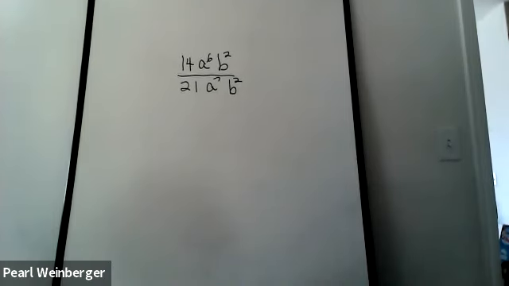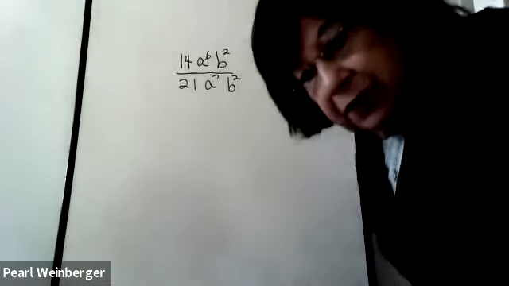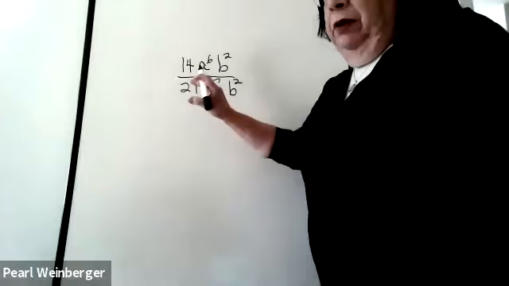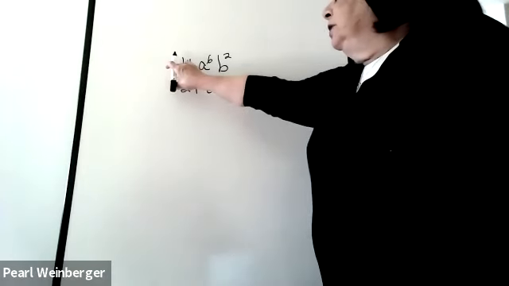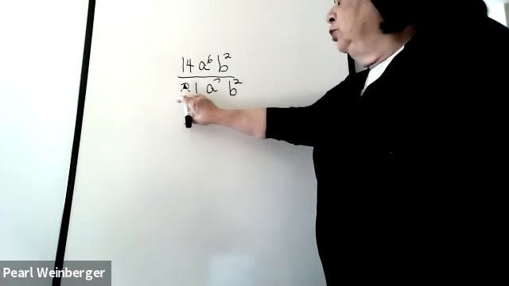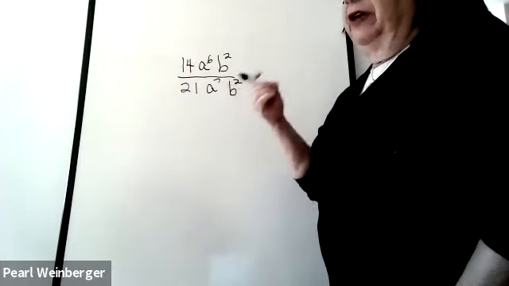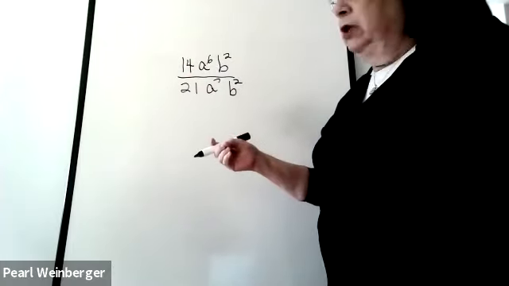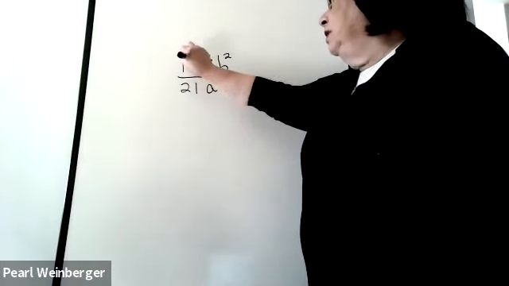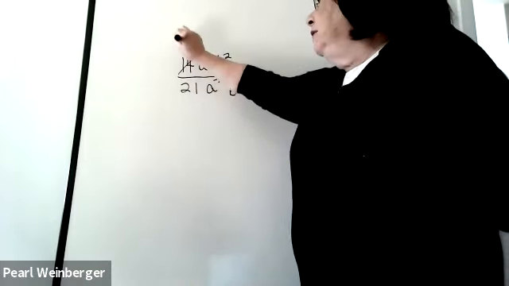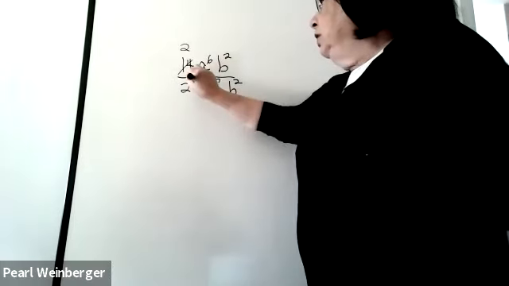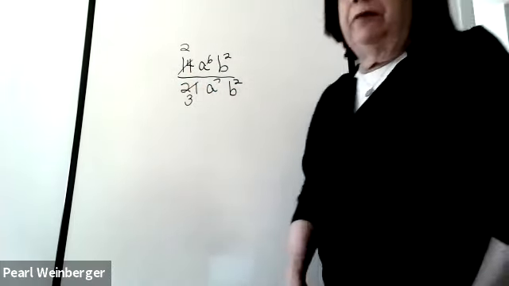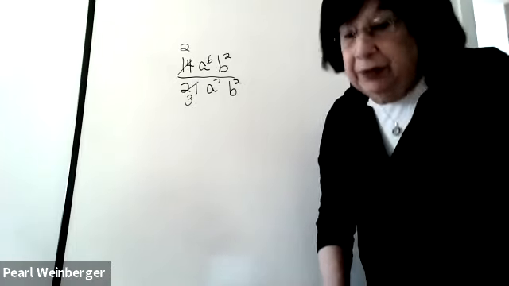Okay, I think we can work on this together now. Like we did before, we want to reduce this. We look first at our coefficients 14 and 21. And I think of a common factor, the largest common factor of 14 and 21 is 7. 14 divided by 7 gives me 2. 21 divided by 7 gives me 3. That takes care of my coefficients.